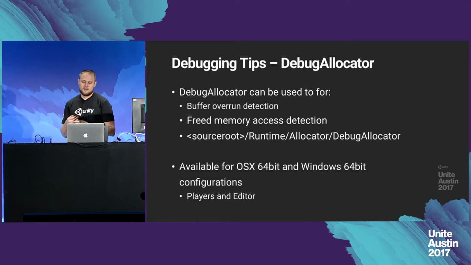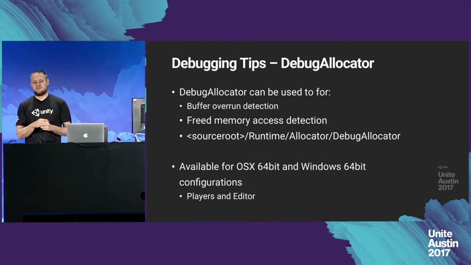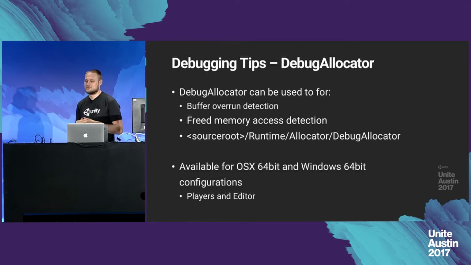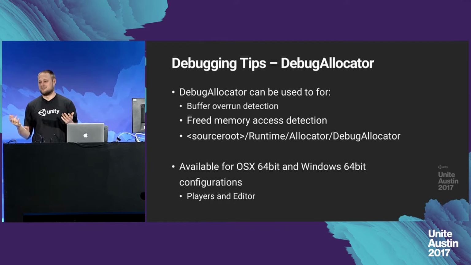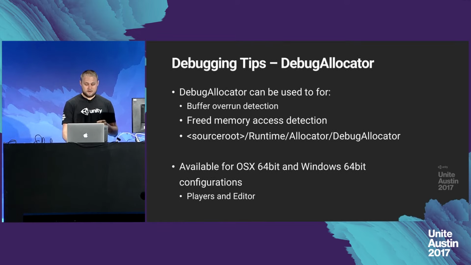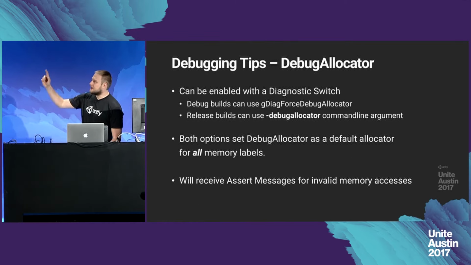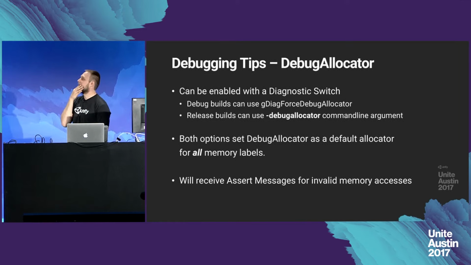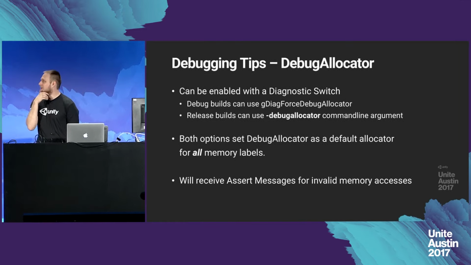It's available on OS X 64-bit and Windows 64-bit configurations only. Debug allocators take a hell of a lot more memory than regular allocators, so they're pretty much only available on 64-bit platforms, aka Mac and Windows 64-bit. But it does work for the players and the editors. You can turn debug allocators on with a diagnostic switch, which we just covered, so you should know how to do that. That's the switch there, the gdiag force debug allocator. You can also do that with the command line -debug allocator.